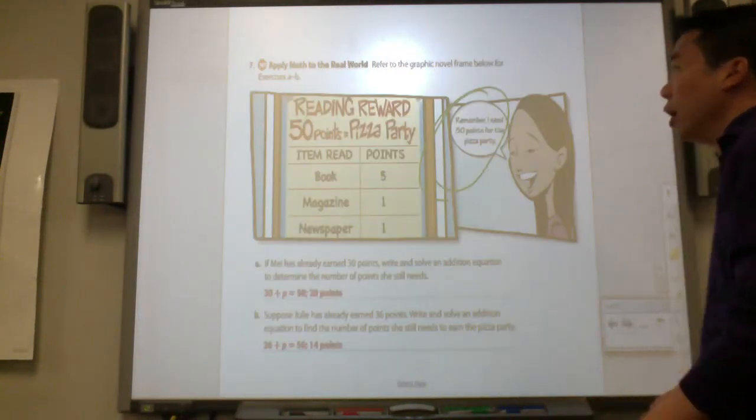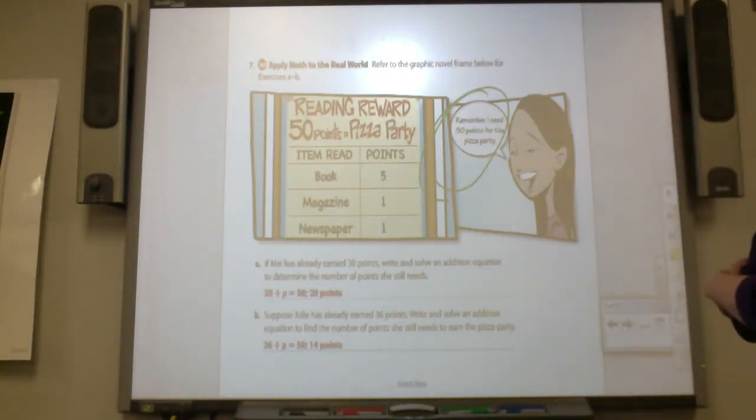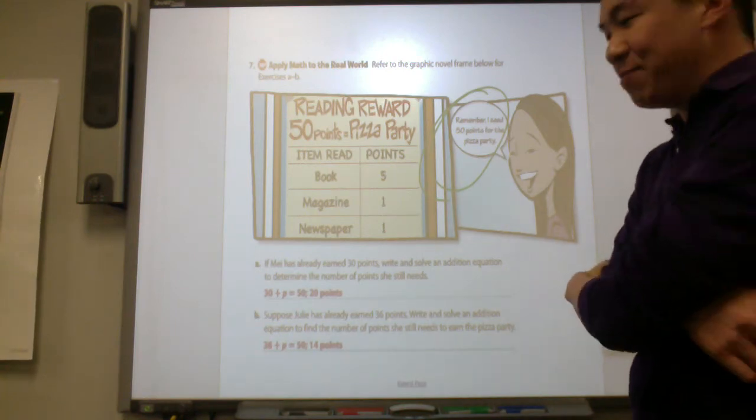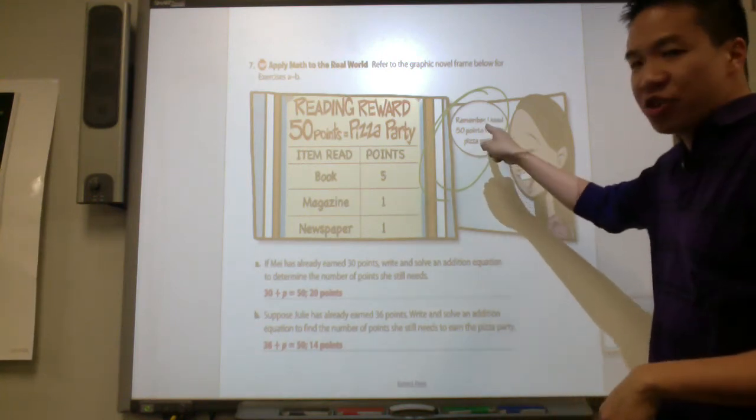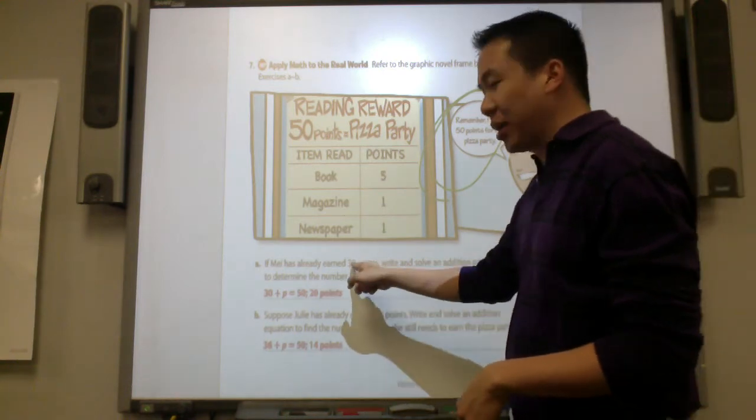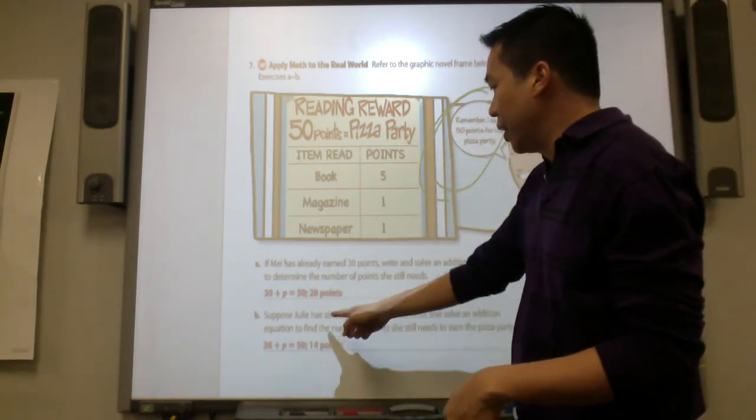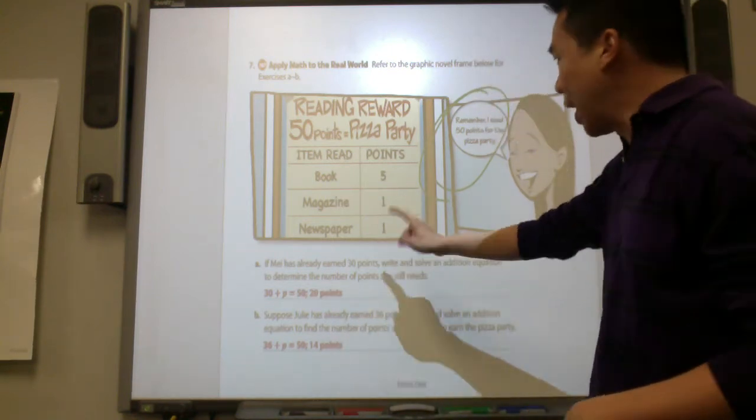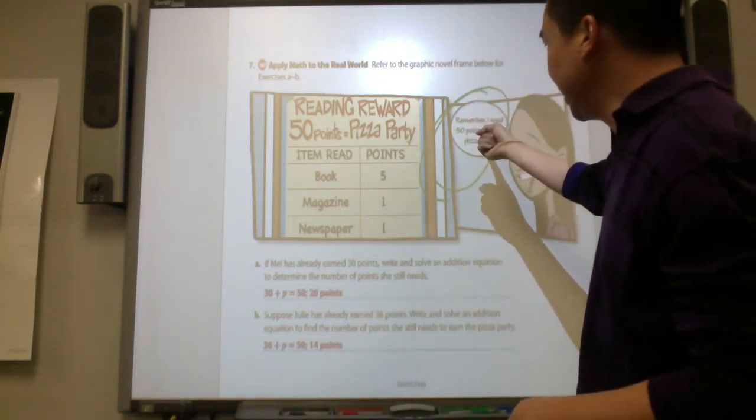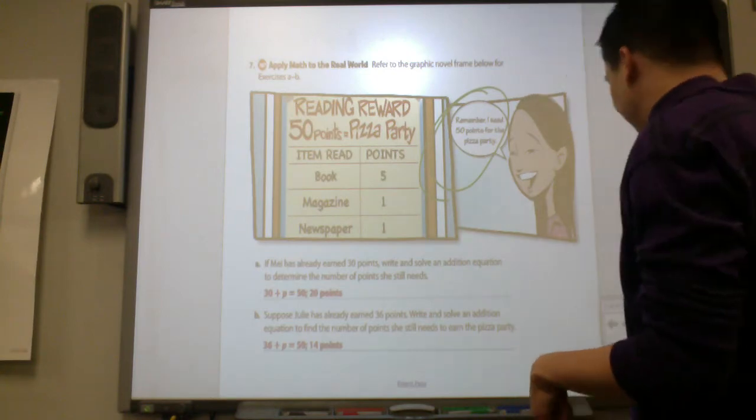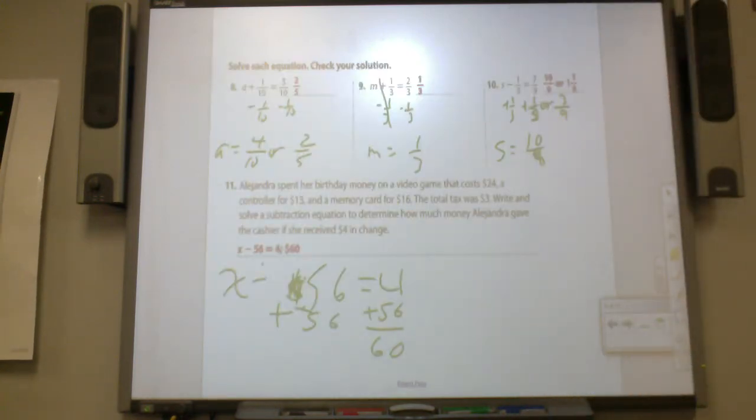A. Number 7, A is 20 points. B is 14 points. Remember, they had to reach 50 points. So if she already has 30 points, how many more points does she need to get to 50? 20 more. Julie already has 36 points. How many more points does she need? She needs 14 points. Number 8, 9, 10, 11.